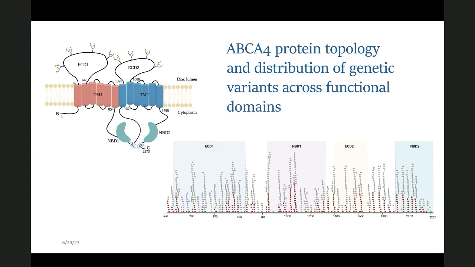ABCA4 is an ABC transporter, and like all ABC transporters, it utilizes the energy of ATP hydrolysis to transport substances across the membrane. When it has genetic variants, this can lead to loss of function of the transport, and therefore something will accumulate because it's not getting transported to where it's supposed to be. And again, this slide just emphasizes that there is a specific topology of ABCA4 in nature, and that the genetic variants are localized throughout the entire protein and to all its domains.